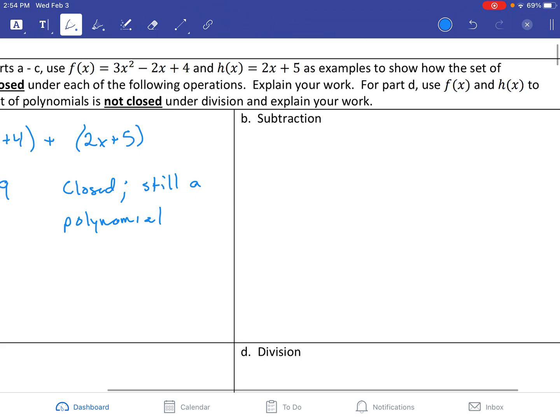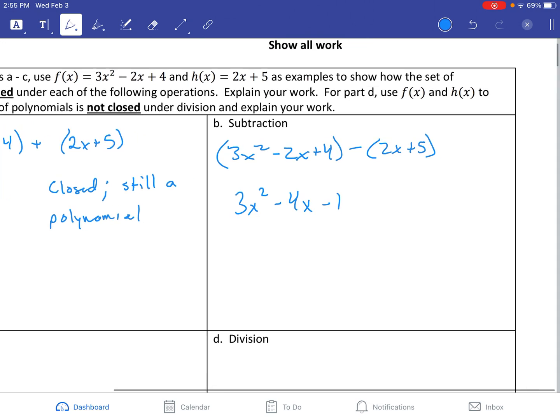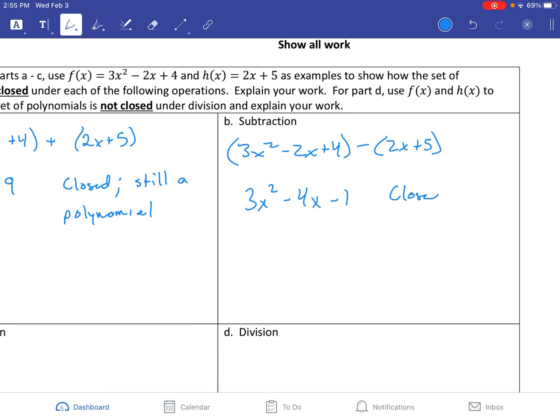Okay. For subtraction, we have 3x squared minus 2x plus 4 minus 2x plus 5. Again, we're just combining the like terms, this time with subtraction. So 3x squared still has nothing to combine with. Negative 2x minus 2x is negative 4x. 4 minus 5 is negative 1. So again, this is still closed. We started with two polynomials. We ended with one polynomial, but it's still a polynomial.